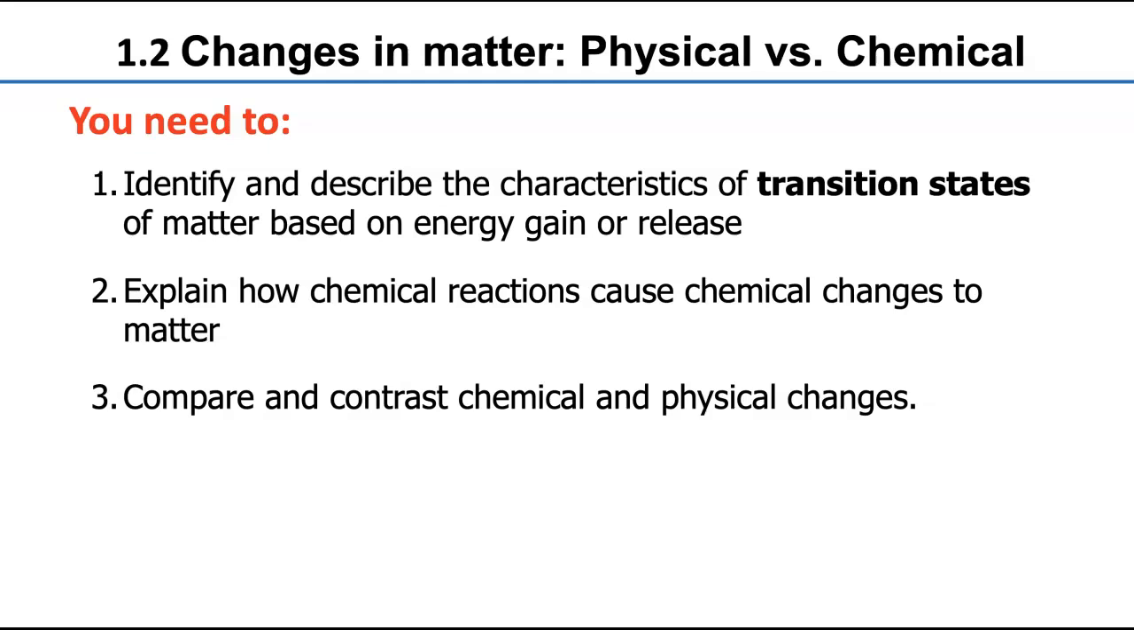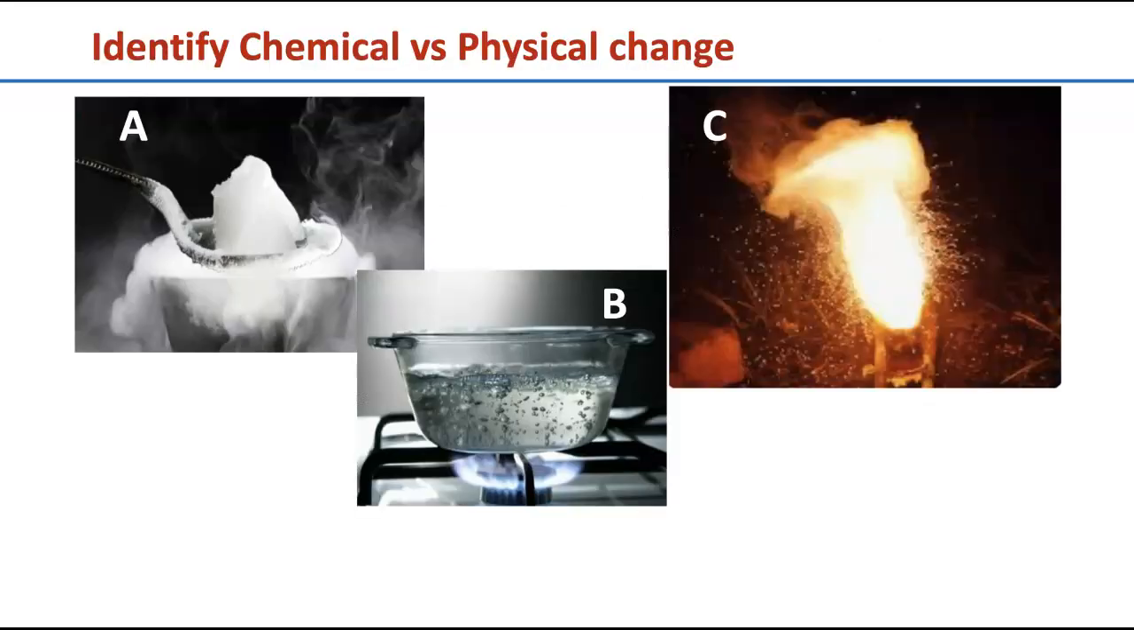So throughout this lesson, in 1.2, you will learn to identify and describe the characteristics of transition states based on the energy particles gain or release. Explain how chemical reactions cause chemical changes to matter. And finally, compare and contrast chemical versus physical changes.